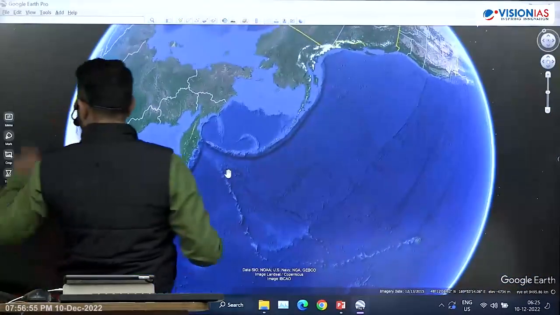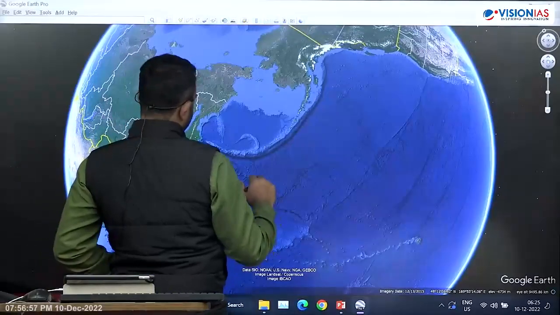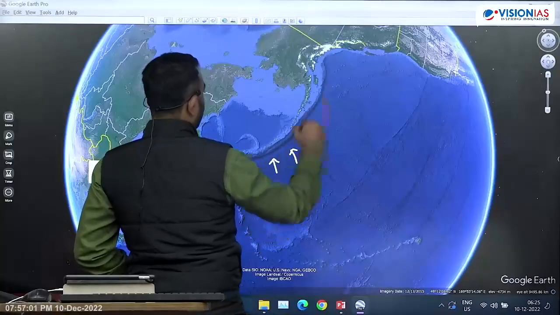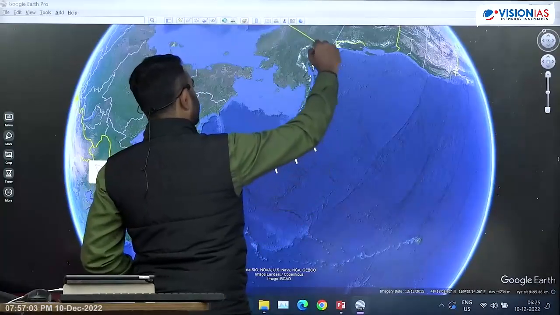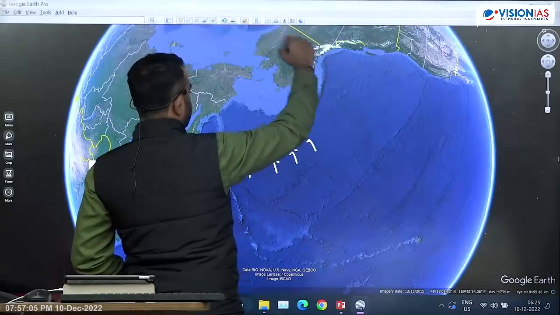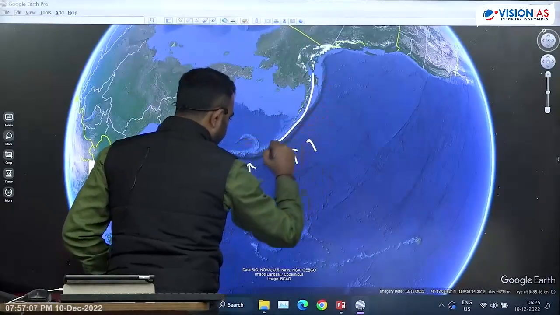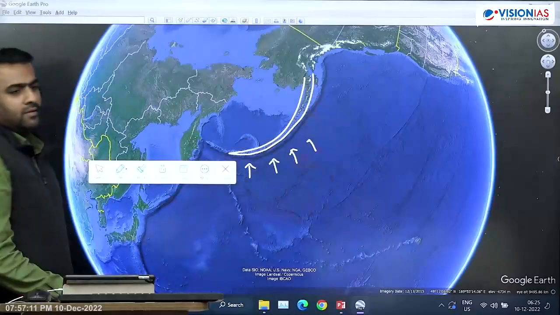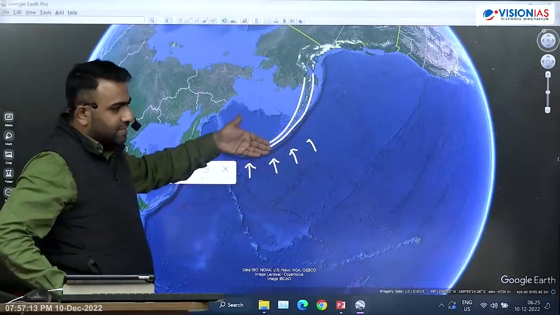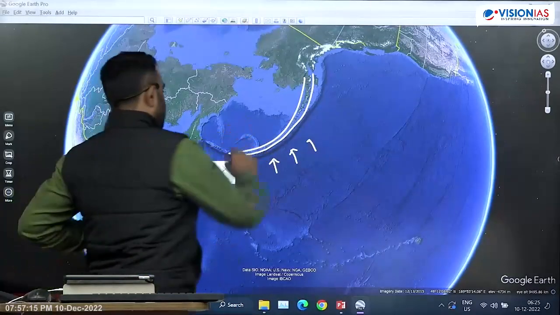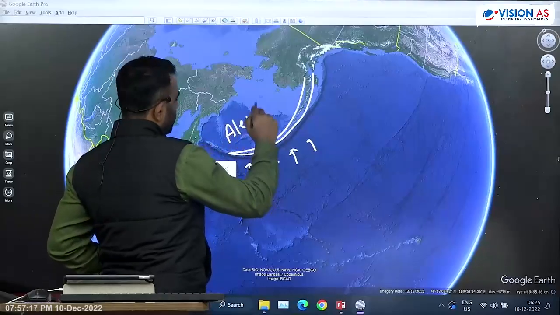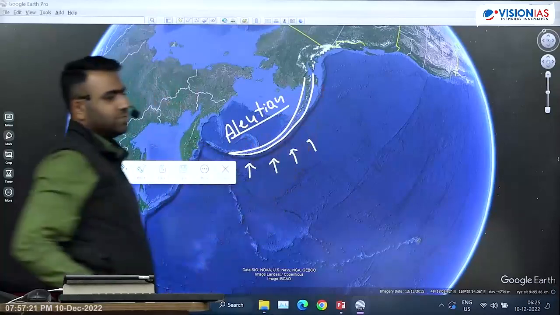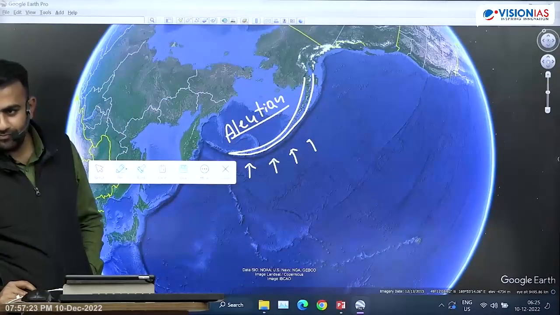So this is again Pacific plate. This is North American plate. North American plate में ये कौन सा स्टेट है? अलास्का. अलास्का का देखो ये एक आइलैंड आर्क ऐसे एक्सटेंड होता है. This is formed on the other side of the trench. Okay, these islands are Aleutian Islands. This trench is also Aleutian Trench. ठीक है?